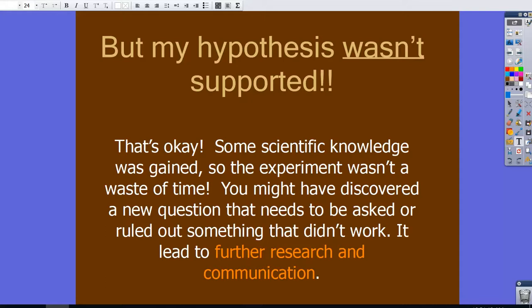You can come up with a new hypothesis for a new experiment, but you don't go back and change what your prediction was to make it so that you can say that your hypothesis was supported. It's perfectly fine if your hypothesis was not. All right, so that's basic information on your scientific method and experimental design.